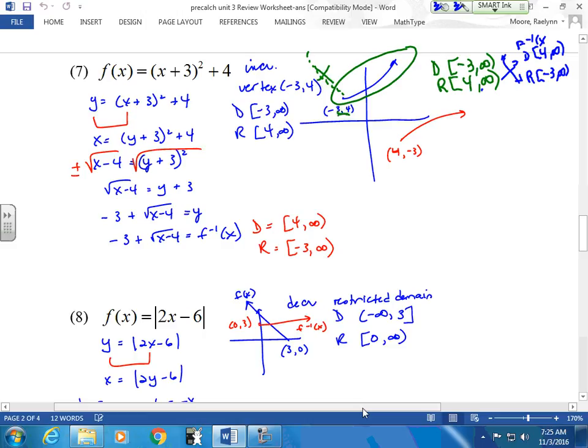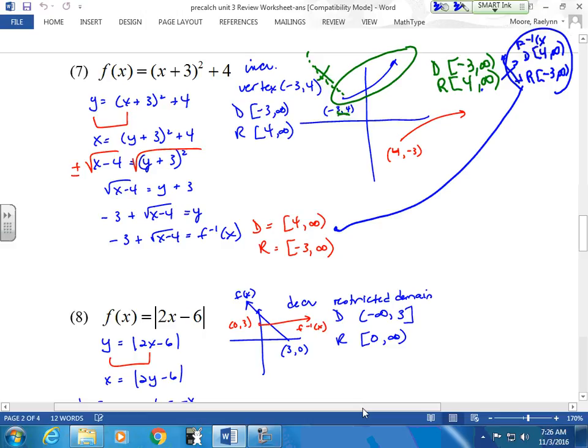Even without thinking about this, just always put this restriction right next to your answer. Even though that's a radical and we don't have to worry about it, because the radical only has one arm to it anyway, just put it there. You'll always be on the safe side. So we start like this. We restricted your domain. We have to solve for y. After we interchange them, we have to solve for our new y.